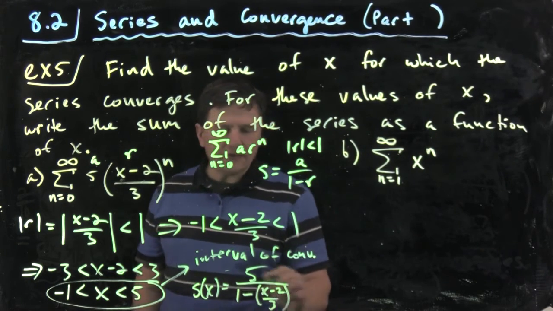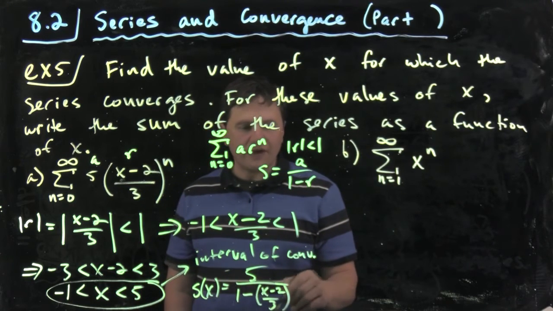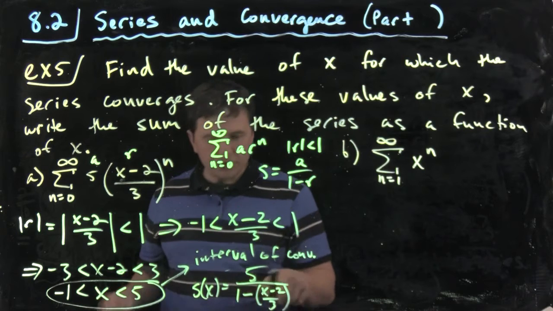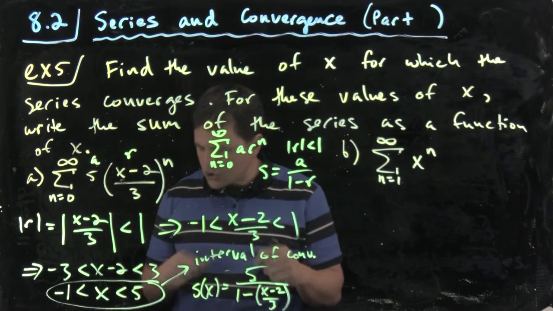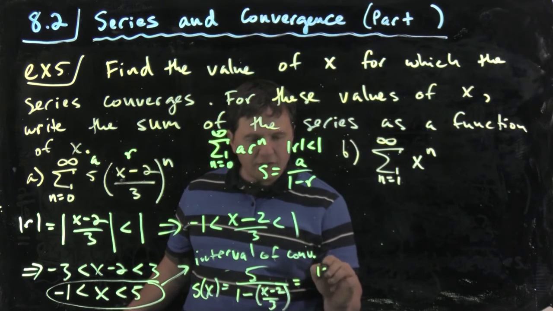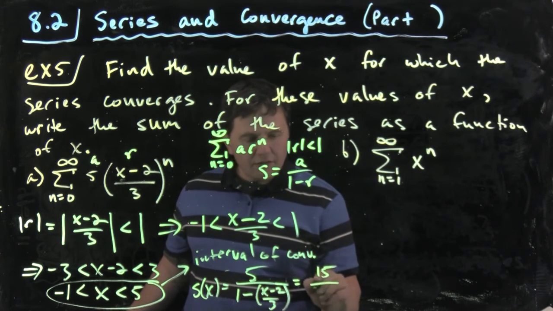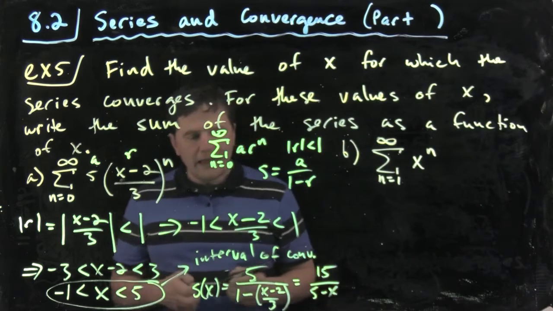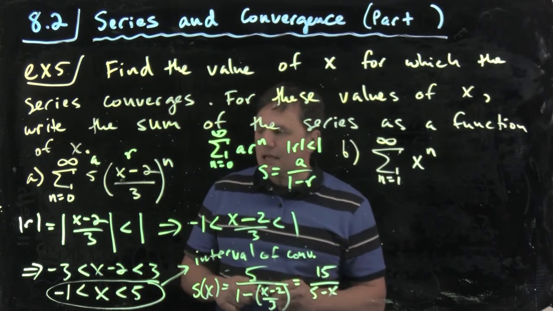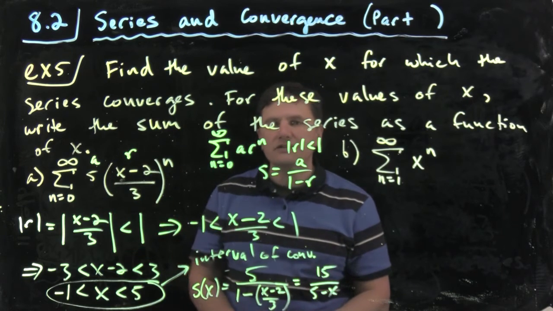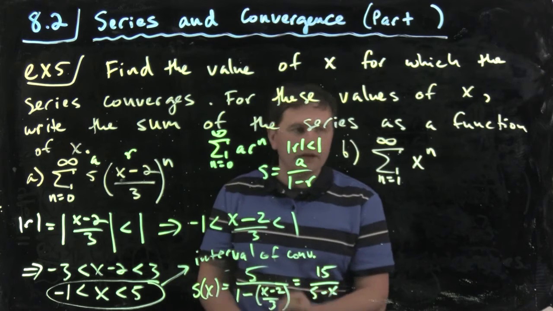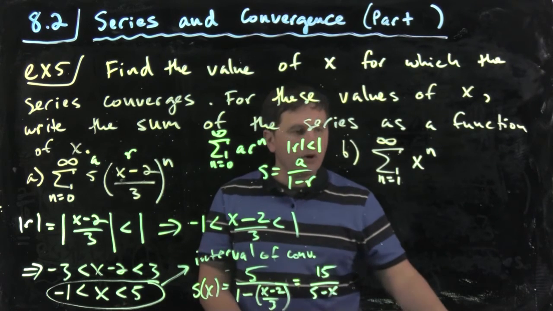Now, you can leave it like this, but we can also simplify it. I'm running out of room, so I'll just jump right to the simplification. You can multiply everything by 3 and then distribute. If you wanted to simplify this, it would be 15 over 5 minus x, and that would be our function. So that's pretty basic. It's just a matter of determining what x value will make it converge using that geometric series test and then plugging into the formula. Okay, let's look at part B.